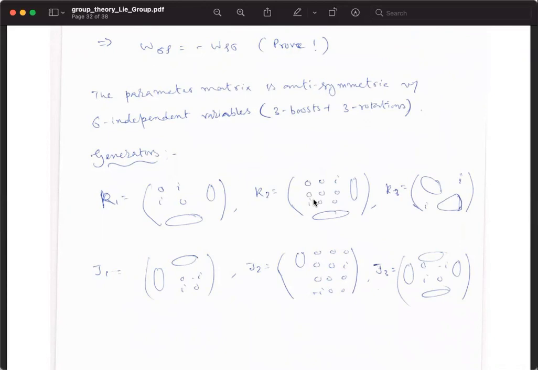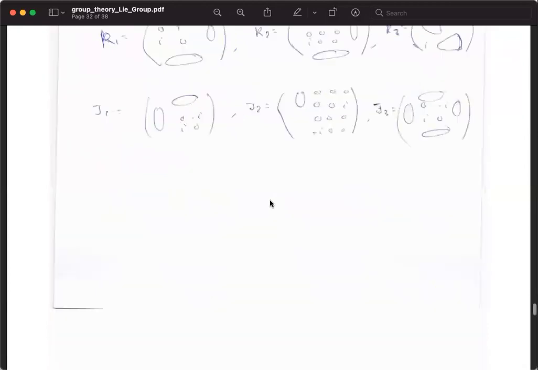And there are 6 independent variables. Out of the 6, there are 3 boosts and 3 rotations. Okay, so these are basically the generators: 3 boost generators and 3 rotation generators. You can see the rotation generators are very much like 0 minus i. So it's like fixing one coordinate in the spatial part and rotating the other plane, like fix the x axis, rotate the yz plane, and continuously doing 3 independent rotations. Okay, immediately you have 3 independent boosts as well. So in total you have 6 generators.